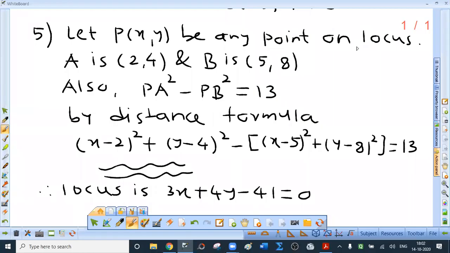Fifth one. A (2, 4) and B (5, 8) are the given points. Find the equation of locus of point P such that PA square minus PB square is 13. You have to begin with: let P(x, y) be any point on the locus. A is (2, 4), B is (5, 8). Geometrical condition is PA square minus PB square equal to 13. Use the distance formula. Now, don't write it like this. You are supposed to expand x square minus 4x plus 4 and so on. On simplification, you should get the equation of locus as 3x plus 4y minus 41 equal to 0.